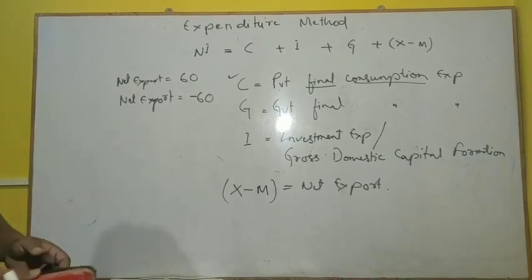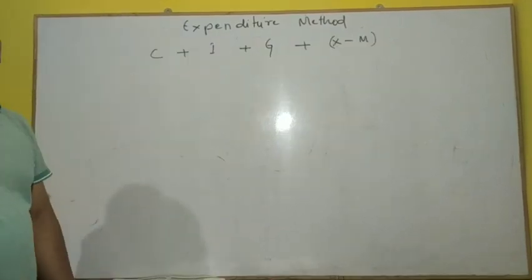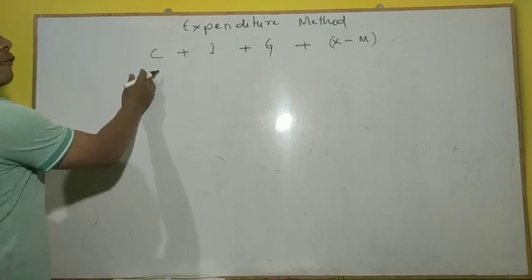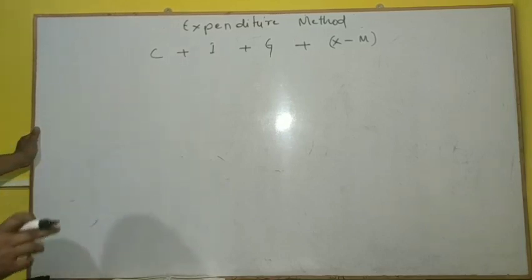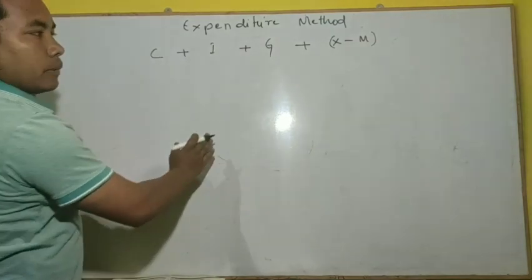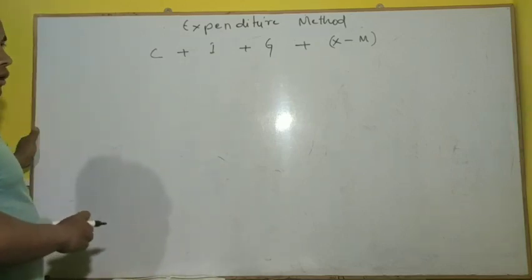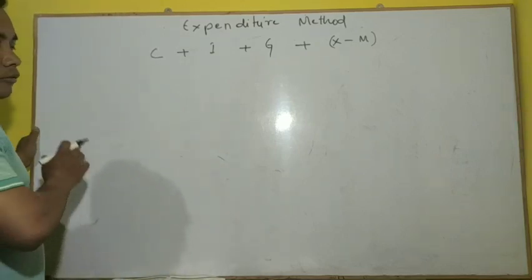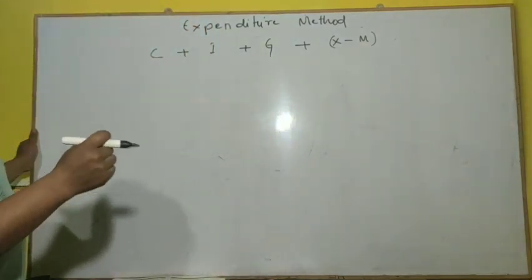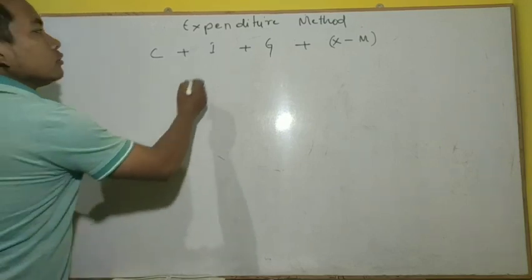Now let's go one by one through the subtypes. C, as we already know, refers to private final consumption expenditure by households and persons like us. G is the government final consumption expenditure spent by the government of India or the state government, if we consider the state government. X minus M refers to net export, which can be positive or negative depending on the values given in the examination question. Now let's go to this I.